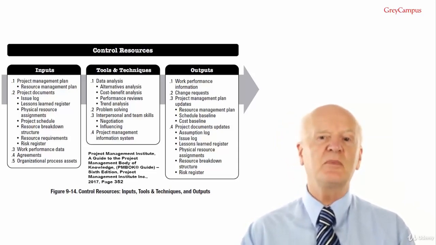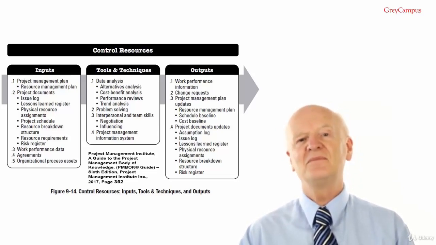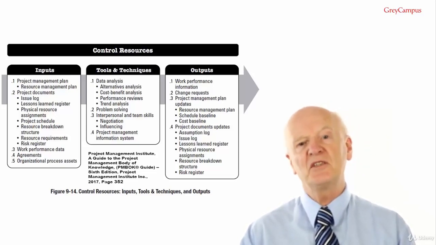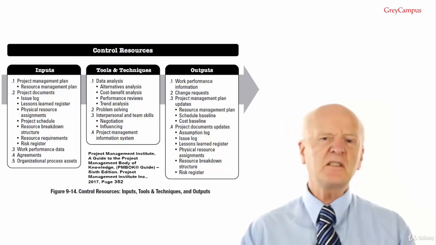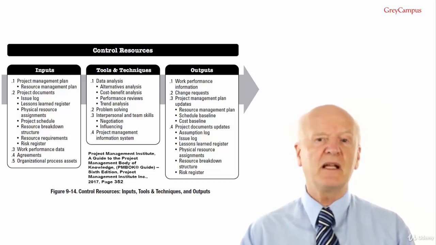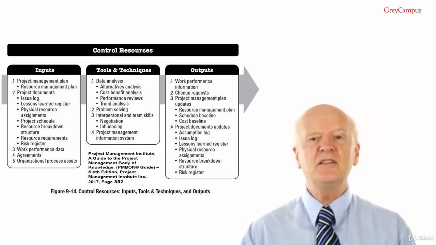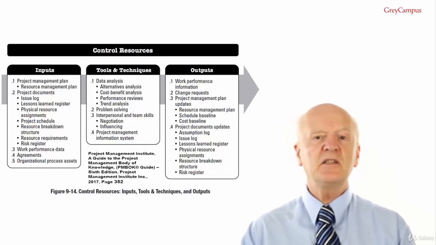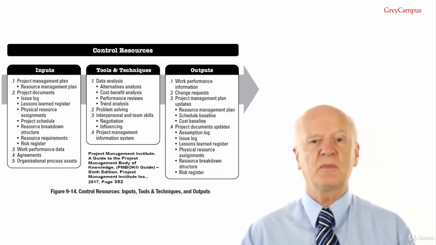Output number 3, project management plan updates. Any change to the project management plan goes through the organisation's change control process via a change request. Components that may require a change request for the project management plan include resource management plan. This is updated to reflect actual experiences in managing project resources. If things are not happening as planned, then you need to check if the plan itself needs changing. Schedule baseline. Changes to the project schedule may be required to reflect the way project resources are being managed, and similarly for the cost baseline.